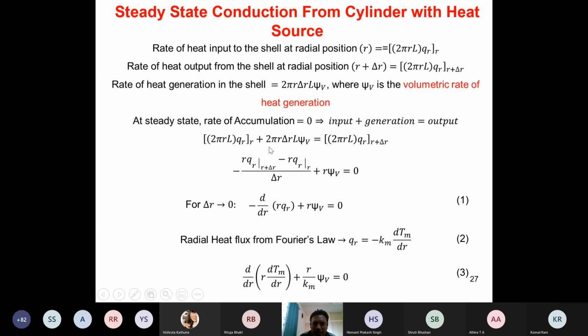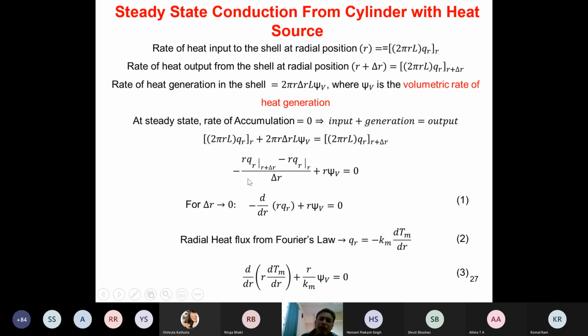We can rearrange this equation. What we get is R QR at R plus delta R minus R QR at R, divided by delta R, plus R psi V equals 0. This is just by rearranging the heat balance equation. Here you can see 2 pi L is common, so we can take it out of the entire equation, and delta R is there in the generation term, so that is divided into the entire equation. So we get the final equation in differential form.